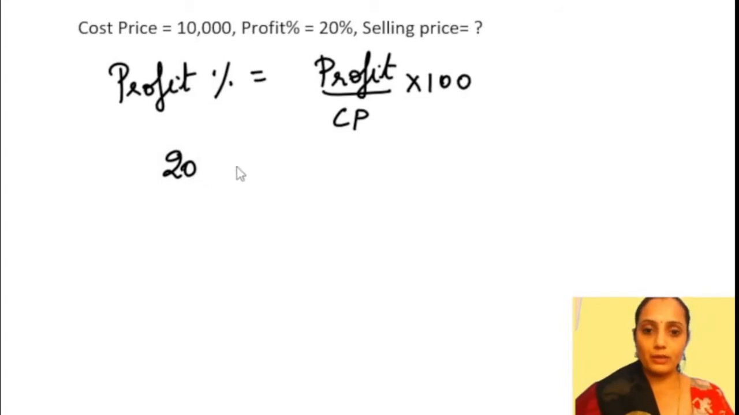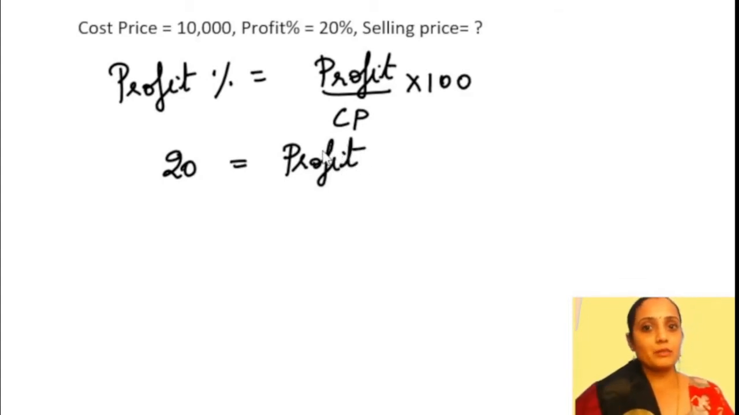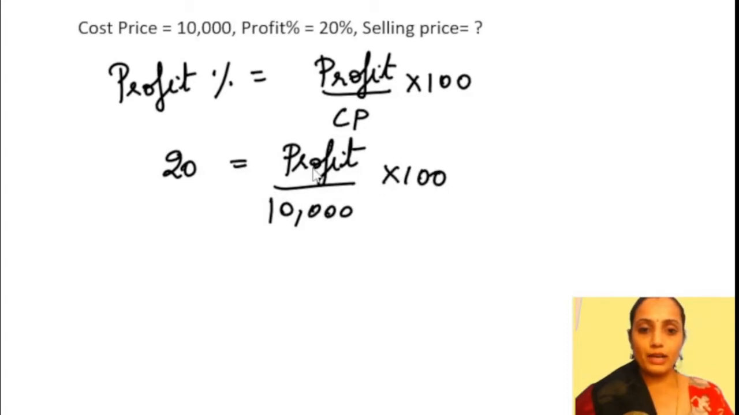So you just write 20, and profit is something that we don't know. Where do we get the selling price from? Selling price can be got from selling price minus cost price is equal to profit. So if we find the profit, getting selling price will be easy. Divided by cost price. Now we know what is the cost price, that is 10,000 into 100. So I need to find what is this profit.